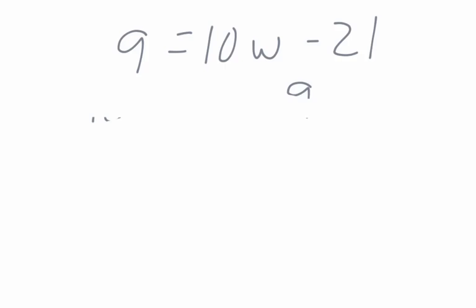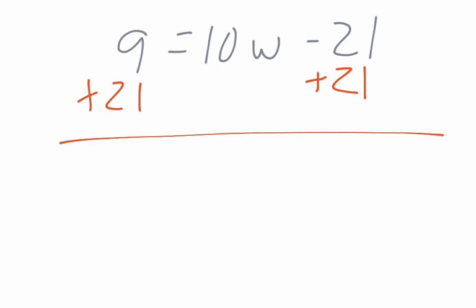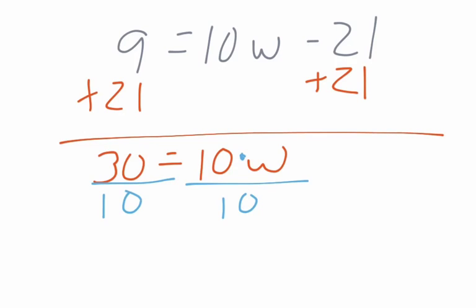Again, that's called the symmetric property. But we will undo this by adding 21 to both sides. 9 plus 21 is 30. Bring down that 10w. And again, they cancel because negative 21 plus 21 is 0. This is multiplication. Don't lose sight of that operation there. And I undo multiplication with division. 30 divided by 10 is 3, and 10 divided by 10 is 1, and 1 times w is just w, so we don't typically write the 1.